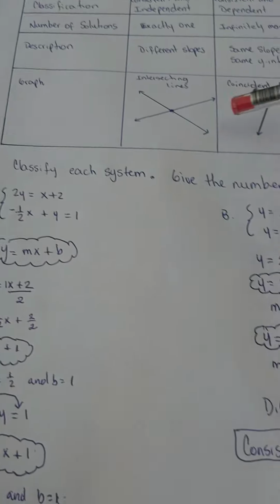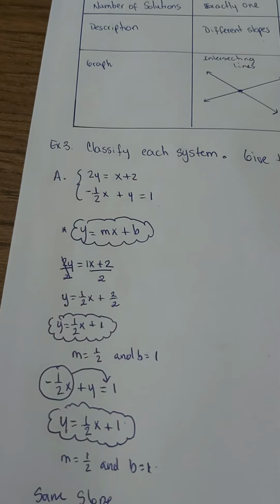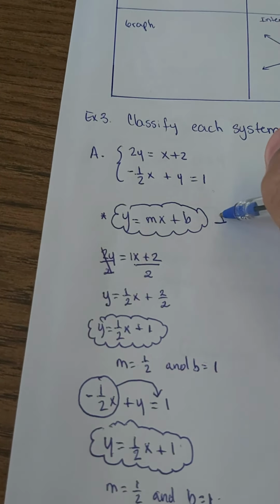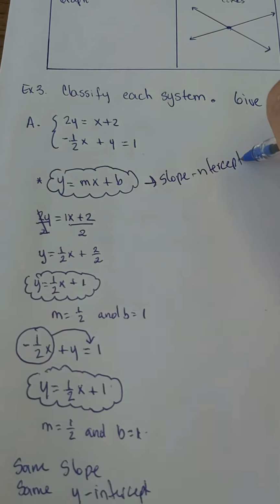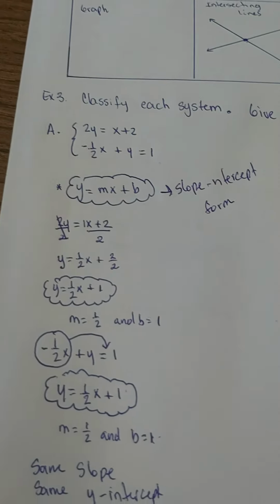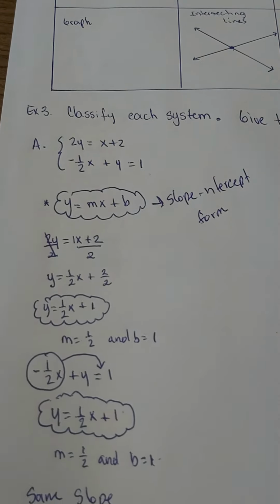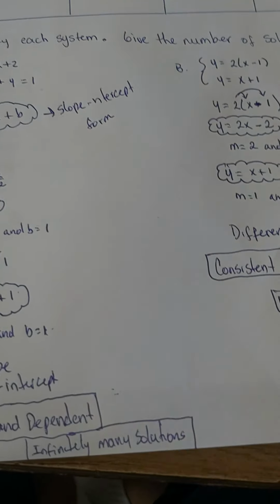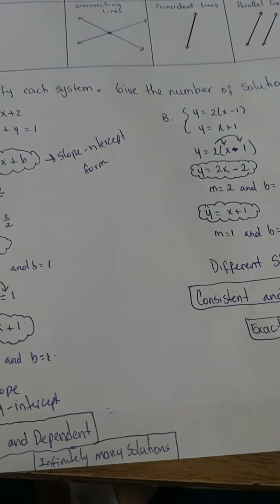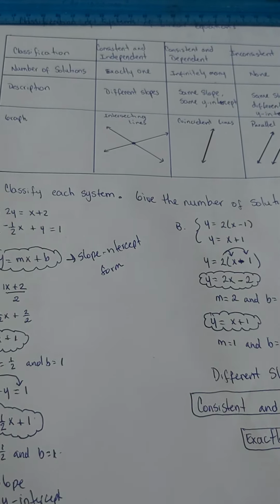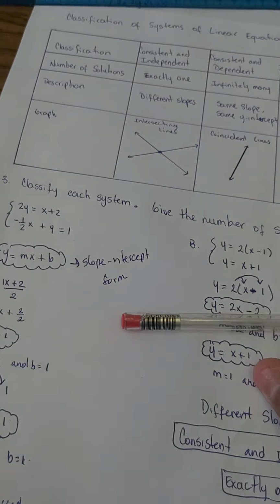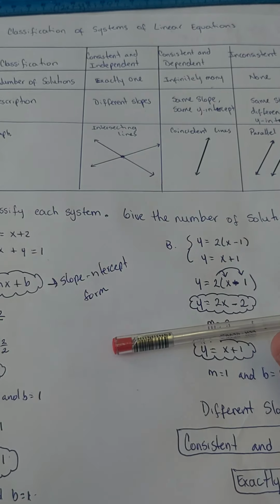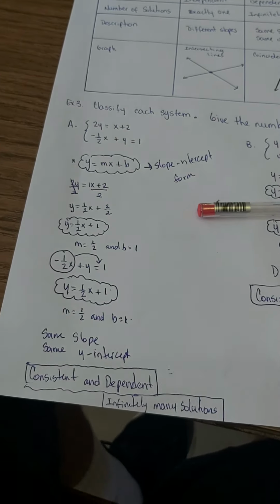Okay? So, when they ask you to classify the system, write both equations in slope-intercept form, so that you can compare the slopes and the y-intercept. Once you have that, you go to the table for the classification of systems of linear equations, and there you can easily tell how to classify them and the number of solutions.